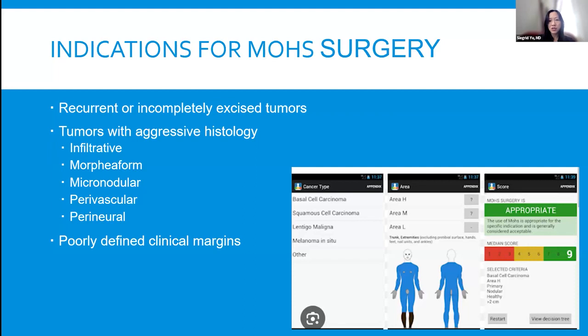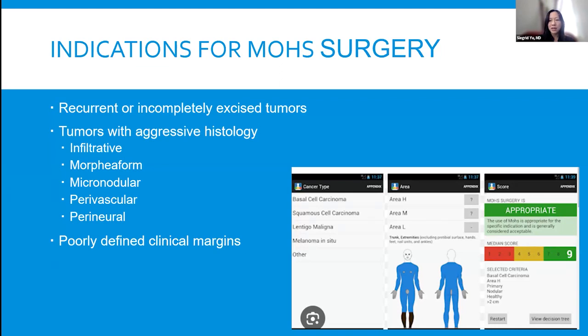Recurrent or incompletely excised tumors, skin cancers with slightly more aggressive growth pattern, such as those listed here, infiltrative, morpheoform, micronodular, or anything that involves nerves or blood vessels, or any ones that are poorly defined. And this diagram here is, in this day and age, there's an app for everything. So there's actually an app where the healthcare provider can indicate the type of skin cancer, the location on the body, the size, some patient characteristics, like if there's any immunosuppression or not, if the tumor is primary or never been treated or recurrent. And it gives us a score.